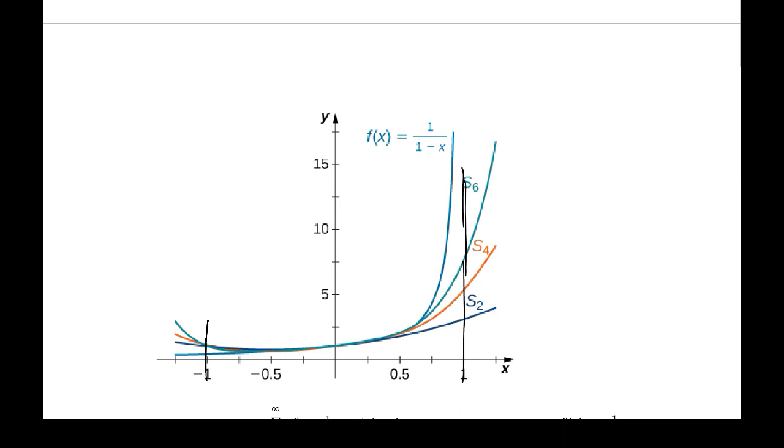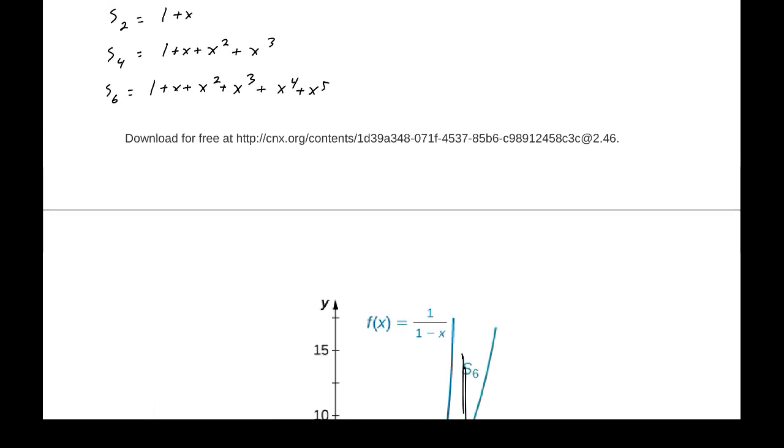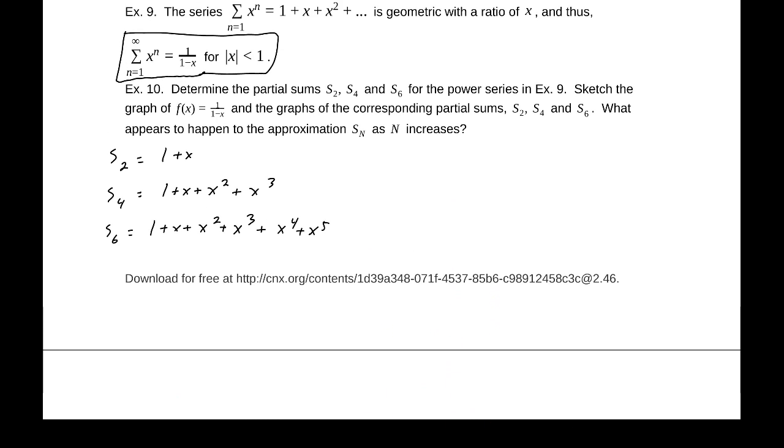Hopefully it appears to you that they are getting closer. They're bending up as you approach 1, increasing in their rate of change there. And as you get closer to -1, they're pretty good anyway. So they're pretty good approximations. So what appears to happen is that as n goes to infinity, Sn approaches f(x).